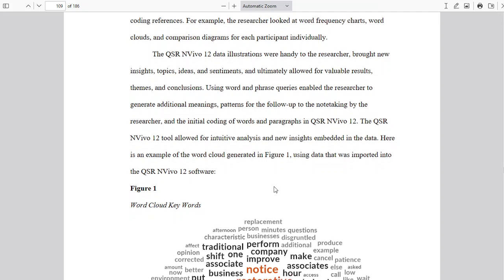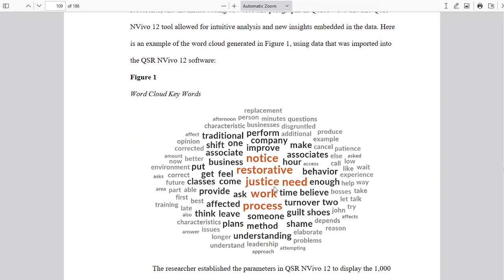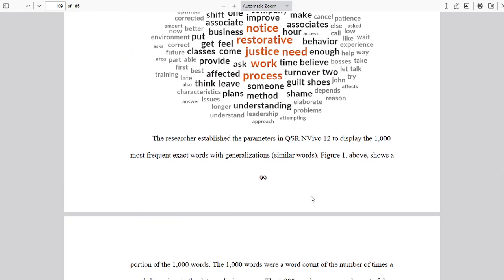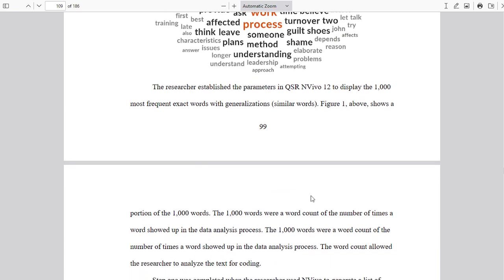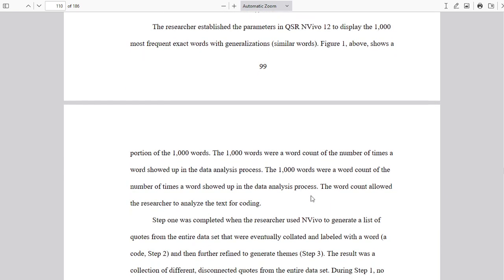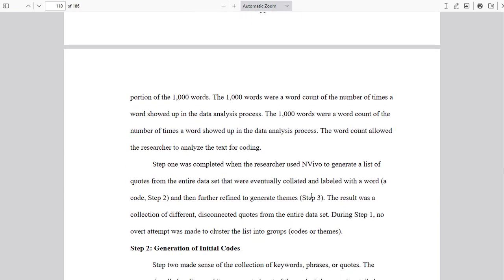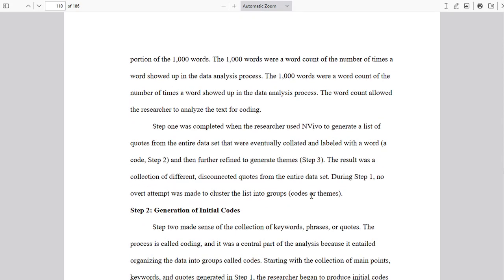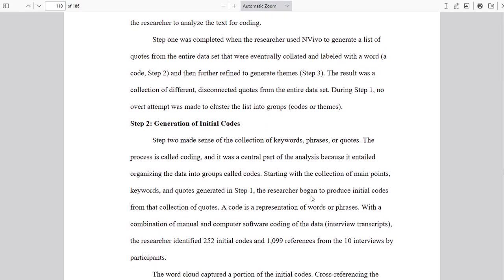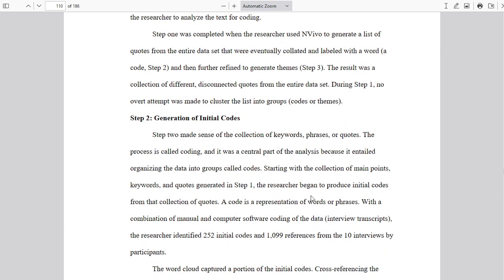So here's an example of the word cloud that was generated by this AI program. I'll let you read that. Then you got the generation of initial codes, which, like I said, just had to do with all the data I collected.